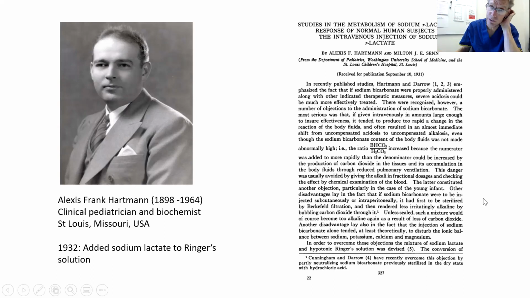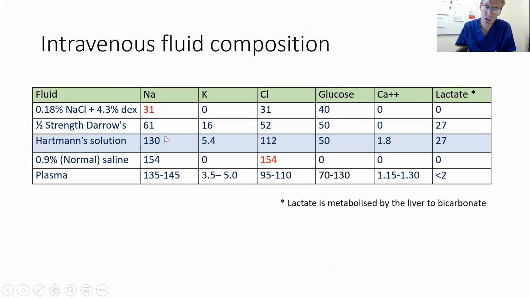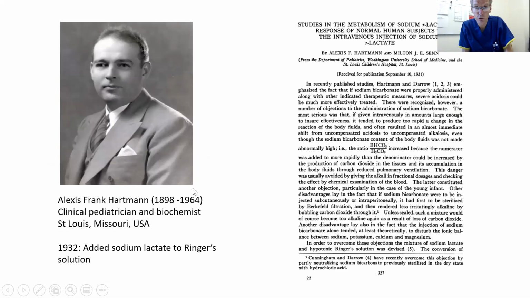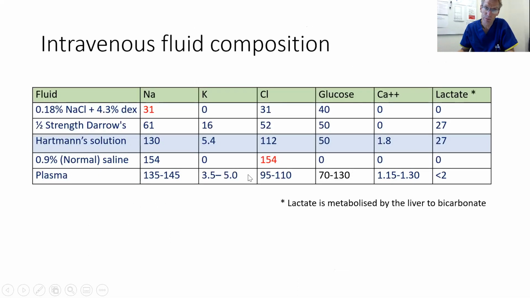So it's quite a clever solution that he came up with, where if you add some lactate to a solution, then you can have a solution that is not too acidic and doesn't have too much chloride in it. So that's Hartman solution. There are some other similar fluids that you might hear about. One's called Plasmalite, which is another solution that's a bit like Hartman solution. It's called a balanced salt solution. It's balanced in that it's similar to our normal body plasma. Hartman solution and Plasmalite are two solutions that are similar to our normal body plasma.